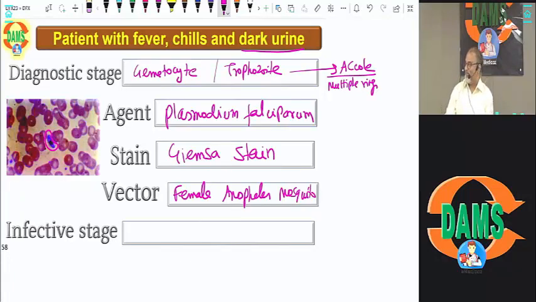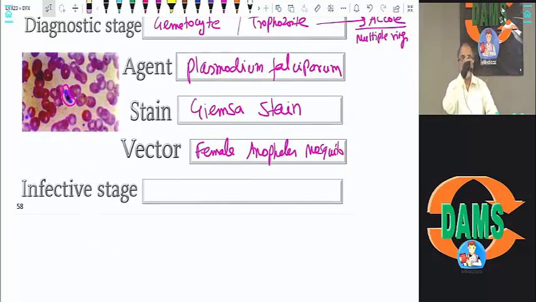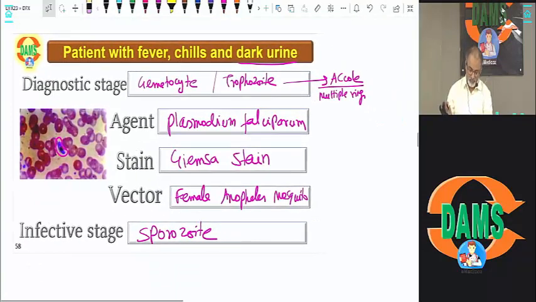Okay. Female Anopheles mosquito. What is the infective stage? When the mosquito bites, what enters the body? Sporozoite. When the mosquito bites, the sporozoite enters into the body. This is about Plasmodium. You must know Plasmodium. What is the infective stage? What is the diagnostic stage? What is the disease caused by? Everything you should know, because it is a very important topic. Malaria.